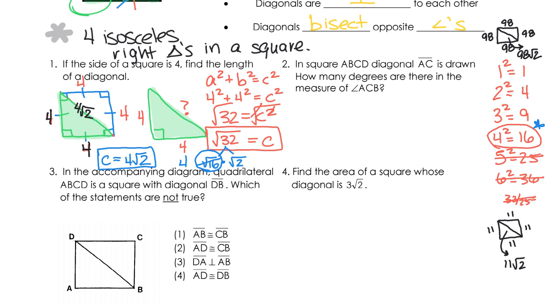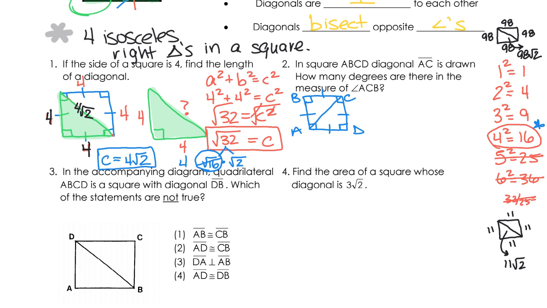All right, in number 2, it says in square ABCD, A, B, C, D, diagonal AC is drawn.